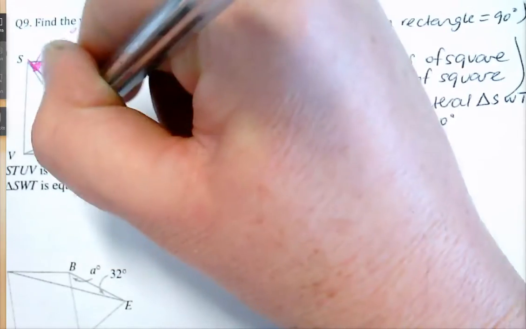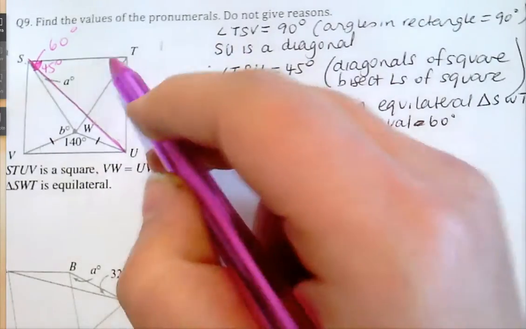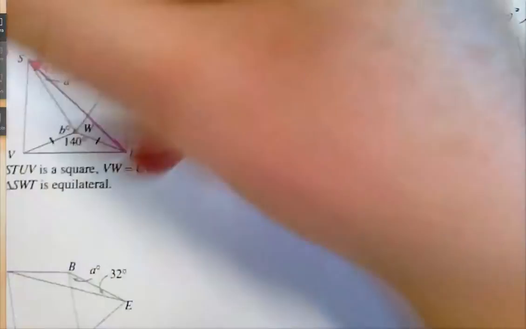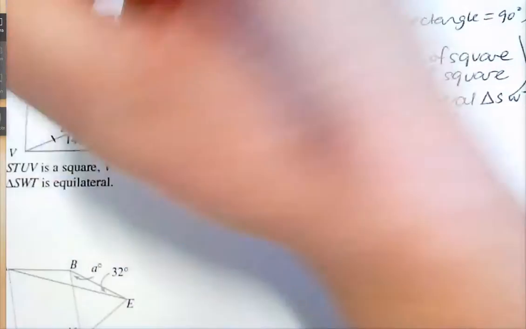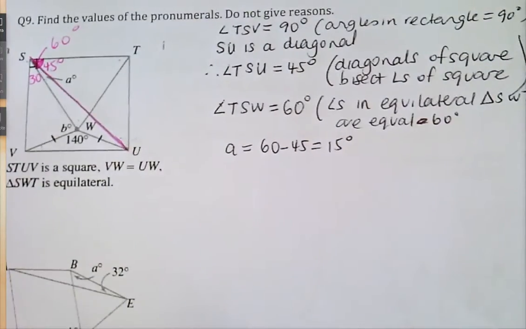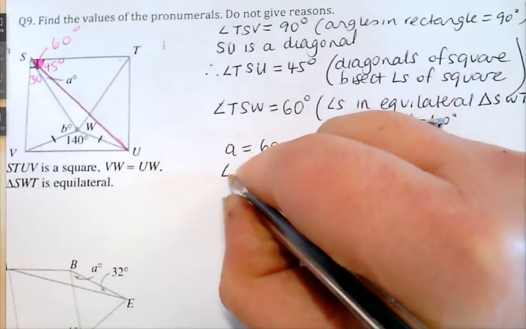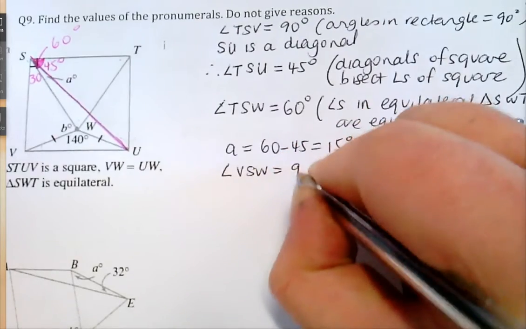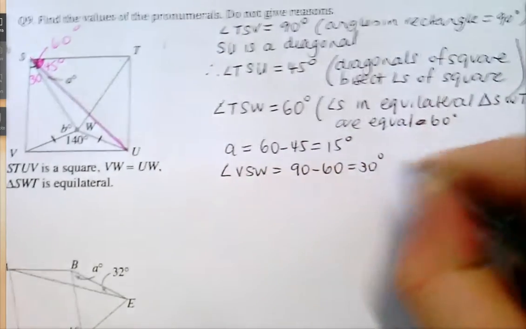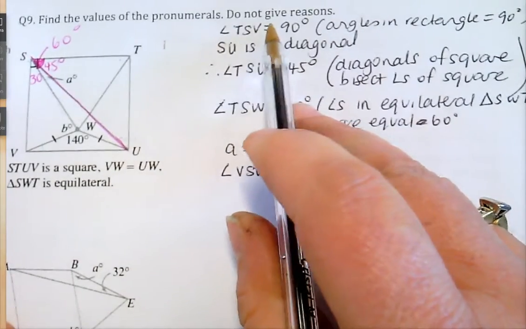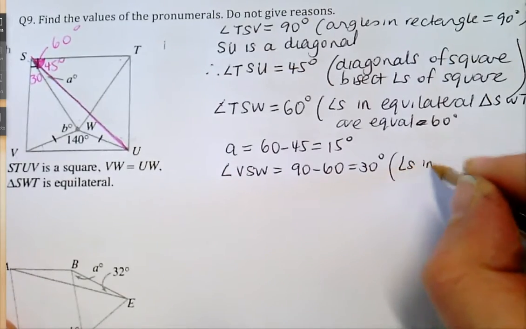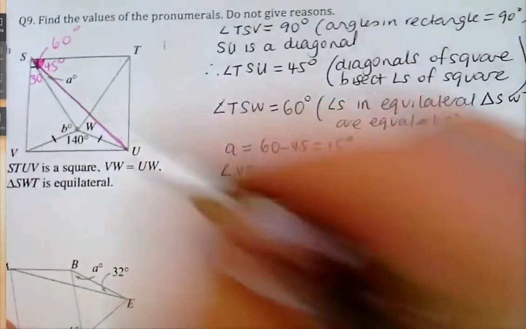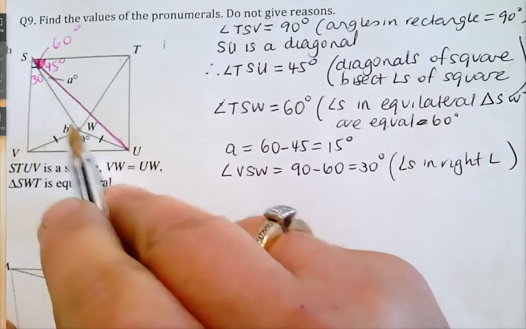Now, let's just look down here, if we can work out B. If we know that TSW is 60, and we know that TSV is a right angle, and that shaded bit there is 60, then this other little bit in here is 30, because 30 and 60 make 90. So angle VSW is 90 minus 60, which is 30, because we know that we've got the right angle there. Angles in a right angle. So that's 30.